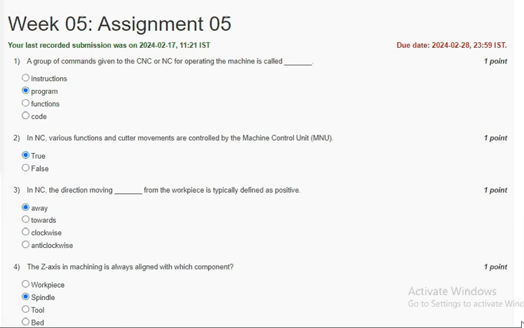So today we will discuss the solution of NPTEL assignment 5 of computer integrated manufacturing.